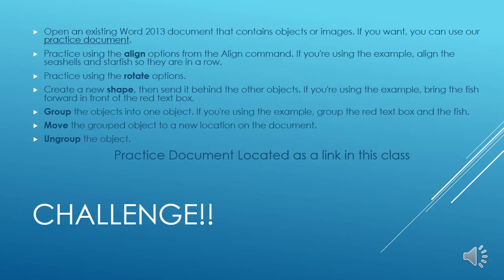Practice using the rotate options. Create a new shape, then send it behind the other objects. If you're using the practice document, bring the fish forward to the front of the red text box. You can group the objects into one object. If you're using the practice document, group the red text box and the fish. You can move the grouped object to a new location on the document, or you can ungroup the objects.